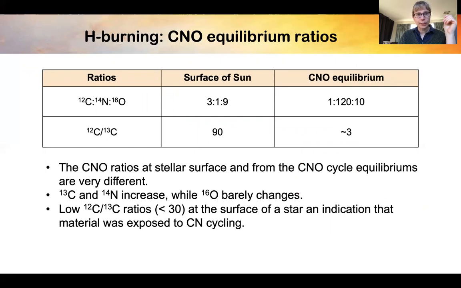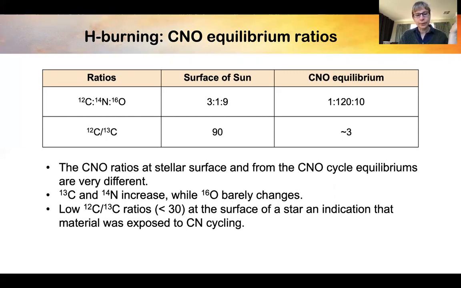CNO equilibrium ratios. Here I've put the ratios at the surface of the sun relative to the CNO equilibrium. You can see that the surface of the sun is dominated by oxygen-16. As a result of CNO cycling, we're converting almost all of that oxygen and carbon into nitrogen-14. We also find that the C12-C13 ratio, which is one of the few isotopes that's measurable in many stars, goes from 90, which is observed at the surface of the sun, down to about 3 from CNO equilibrium.